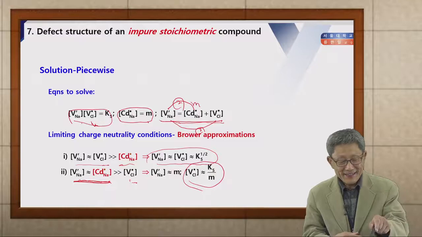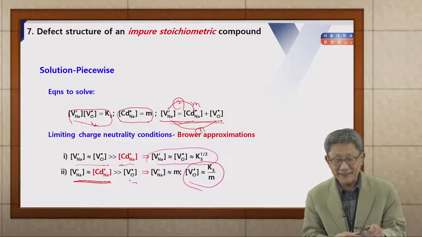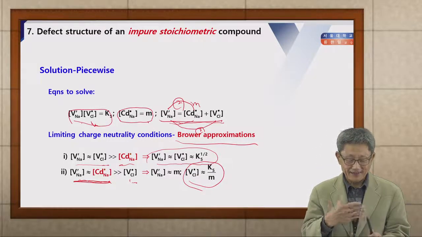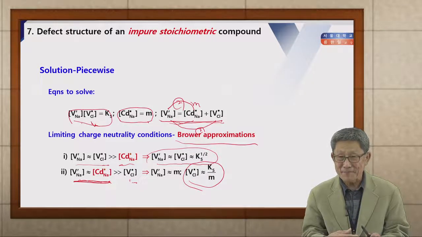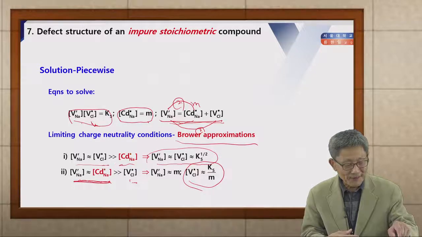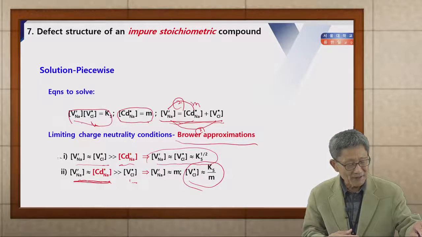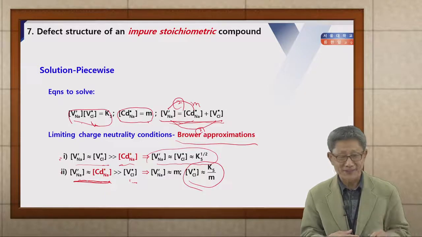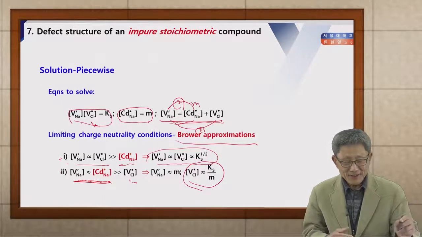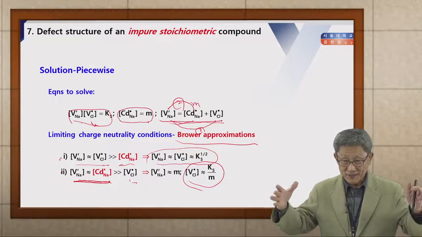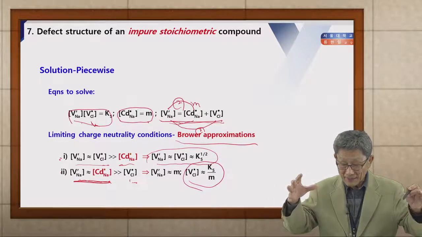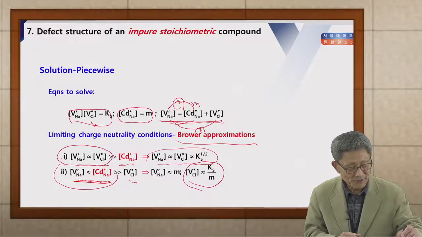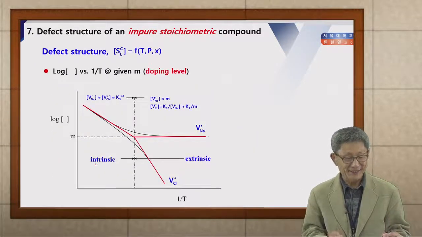Much simpler. So this kind of limiting charge neutrality condition is called the Brouwer approximation, because Brouwer first proposed this simple method. So in this case, this entire solution consists of two pieces of solution. So we call them piecewise solution. Okay. So to get the entire solution, you combine this solution and the second solution in a smooth way. So the result turns out to be given here.